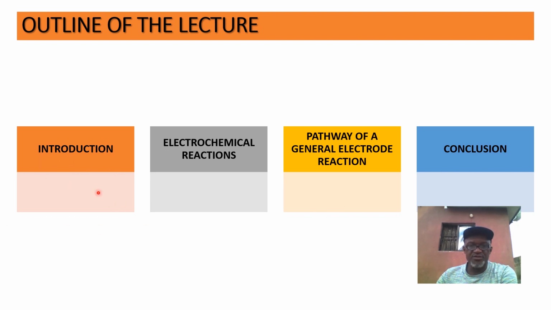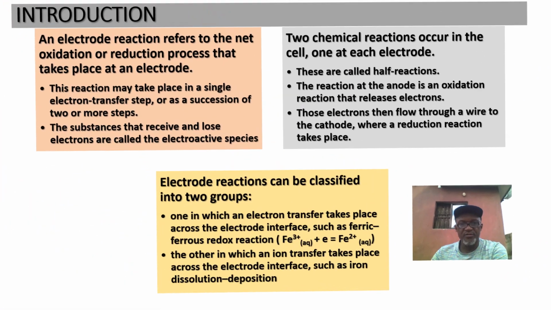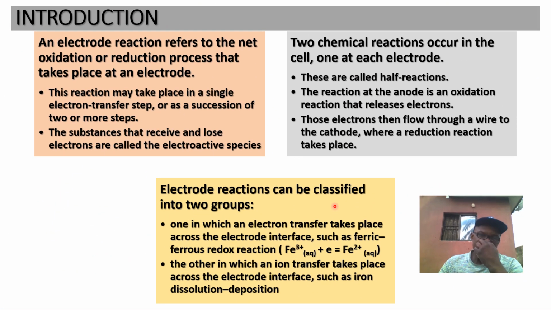We'll look at introduction, electrochemical reactions, pathway of general electrode reactions, and then we conclude. Now, an electrode reaction or electrochemical reaction refers to the net oxidation or reduction process that takes place at the electrode. Now, of course, we have our anode, we have our cathode.